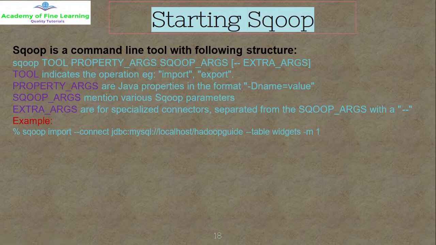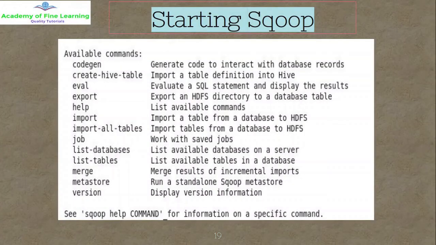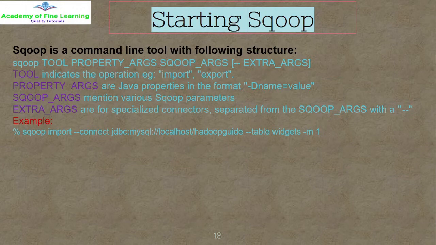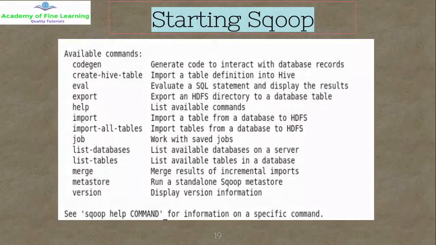There will be no reducer for any Sqoop command, only mappers, because reducers are used only for summarizing the result of mapper, and here we don't need that. So here we'll just execute mapper, and you can select the number of mappers. Some of the available commands are given here, you can check them out later: codegen, create-hive-table, eval, export, help, import-all-tables, job, and so on.